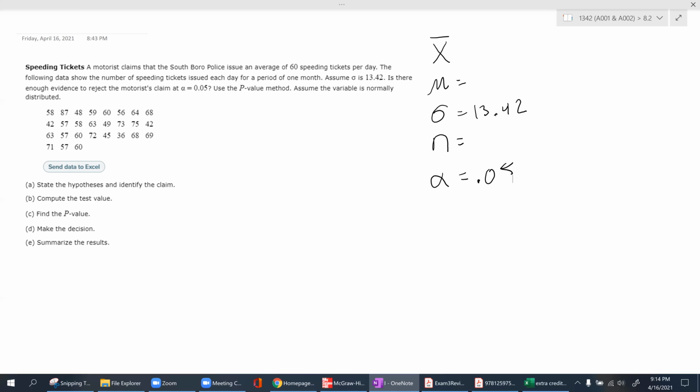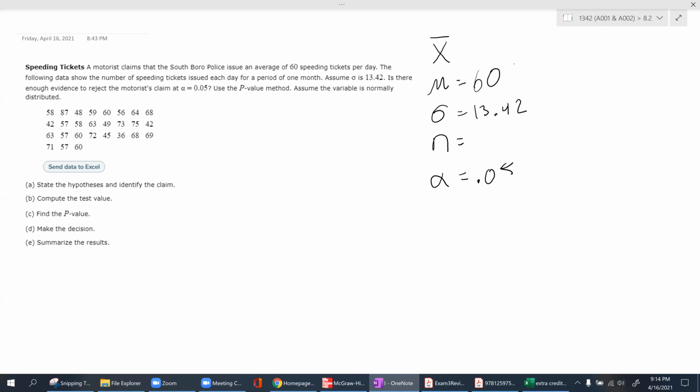A motorist claims that the Southborough Police issues an average of 60 speeding tickets. Is there enough evidence to reject the motorist's claim? So that means it's going to be this value here. Awesome. And then x bar and an n.